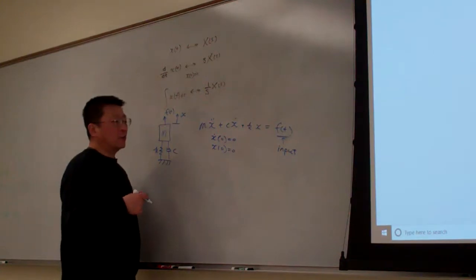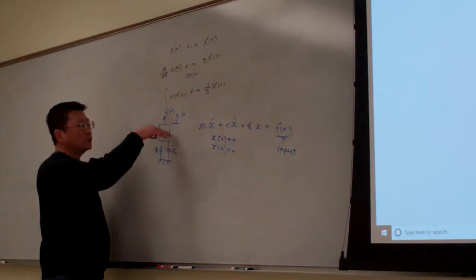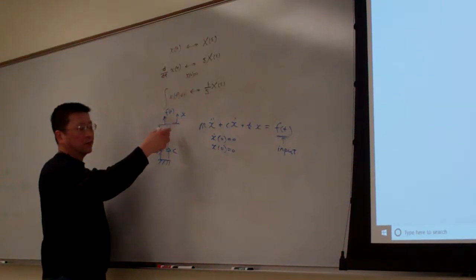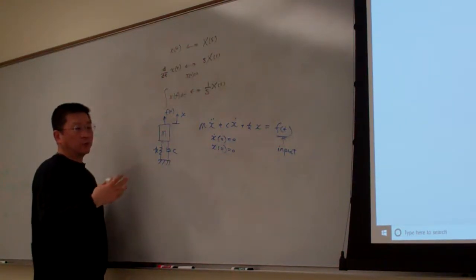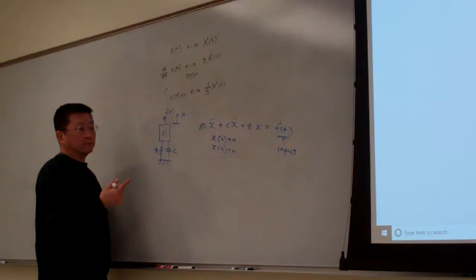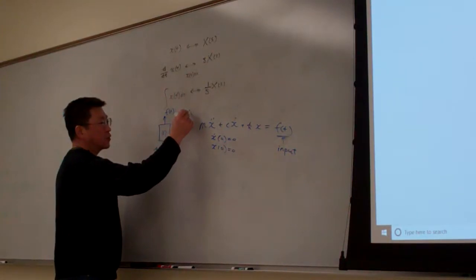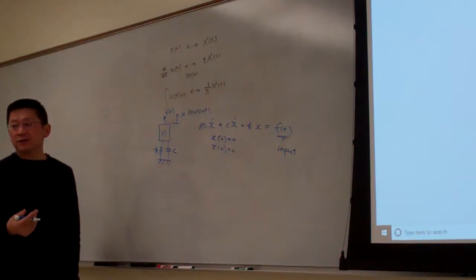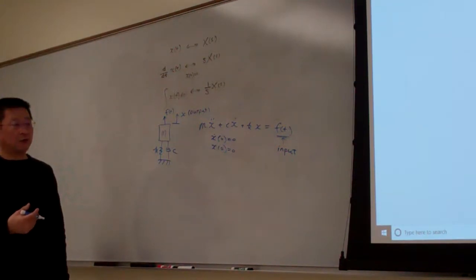We provide a force and want to know how the system responds. X, the response, can describe or categorize the system response. In control terminology, X is called the output. Response means output, and given signal means input.